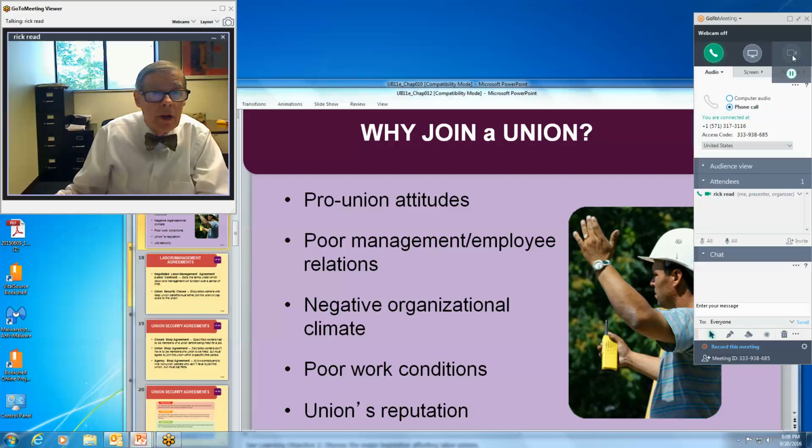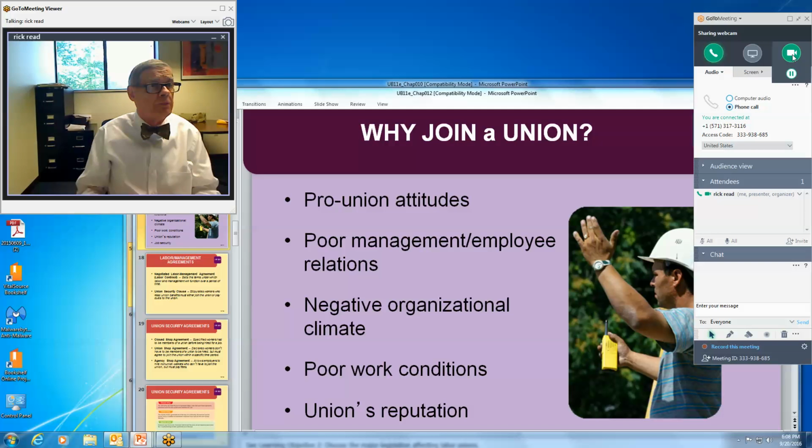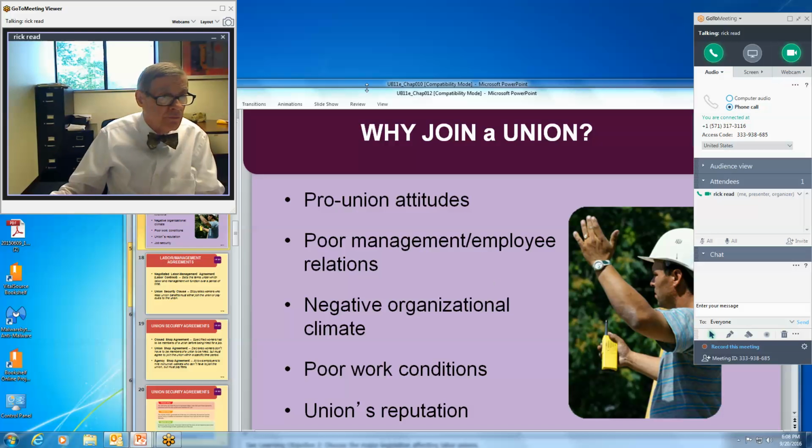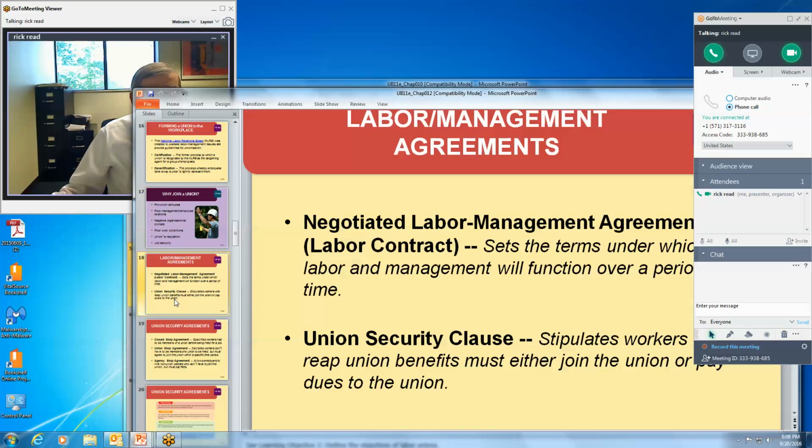Well, now why do you want to have a union? People join unions because there's poor relationships between management and the workers. The organization climate is not good. The work conditions are poor, and we're talking about the working environment here. And the union has a good reputation. And by the way, many of them do have good reputations. Some, of course, don't. We know that.